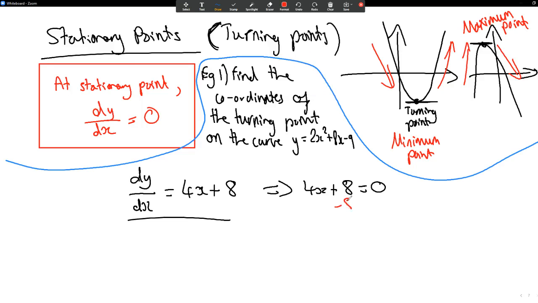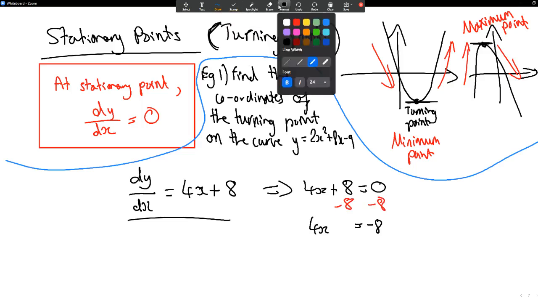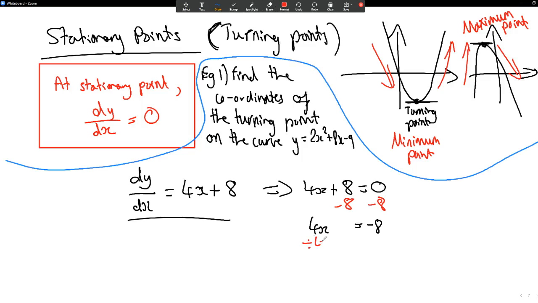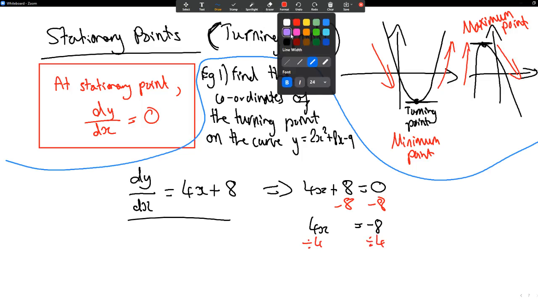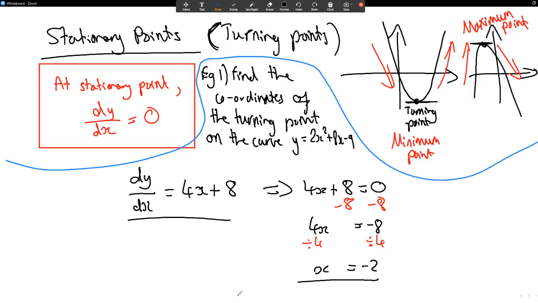And then now we just have to do basic algebraic manipulation, like so. We subtract 8 from both sides, divide by 4 from both sides, and then we get x equals minus 2. But remember, it didn't ask for the x value, it asked for the coordinates. So we also need to find the y value. So how do we do that? We can say step 1 is finding dy over dx.